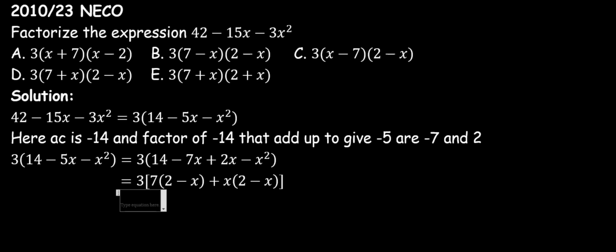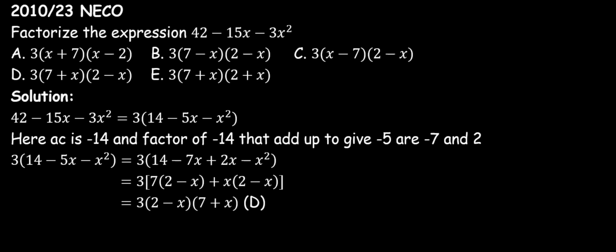bracket close. Now 2 minus x is common to the two brackets, so we bring it out. Not forgetting your 3 that is still there before now. We now have 2 minus x, and you'll be left with 7 plus x. Close your bracket. That is how far we are expected to go in this problem.